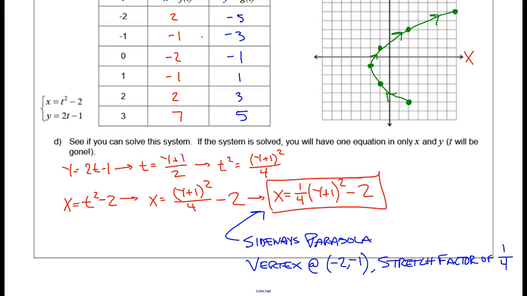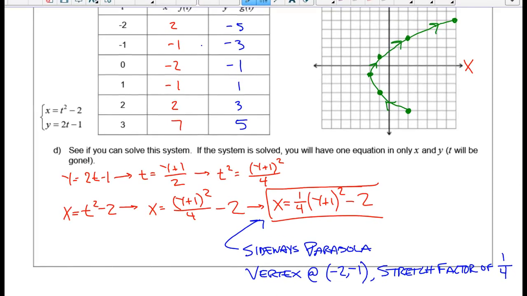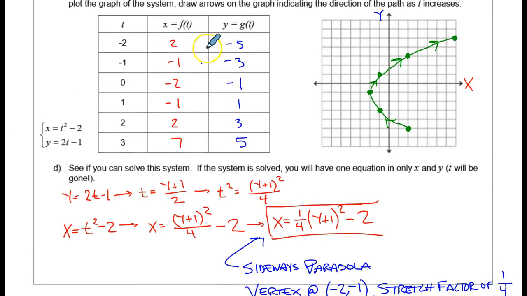But something's wrong, and you guys, something ought to be kind of tingling in the back of your mind saying, hey, this isn't right. If this were a sideways parabola, it would be complete, but this is only partial. And that's because I'm missing a domain restriction on this equation. Notice the smallest y value I can possibly get is -5. That's when t equals -2. So I need to restrict the domain of this for y greater than or equal to -5.